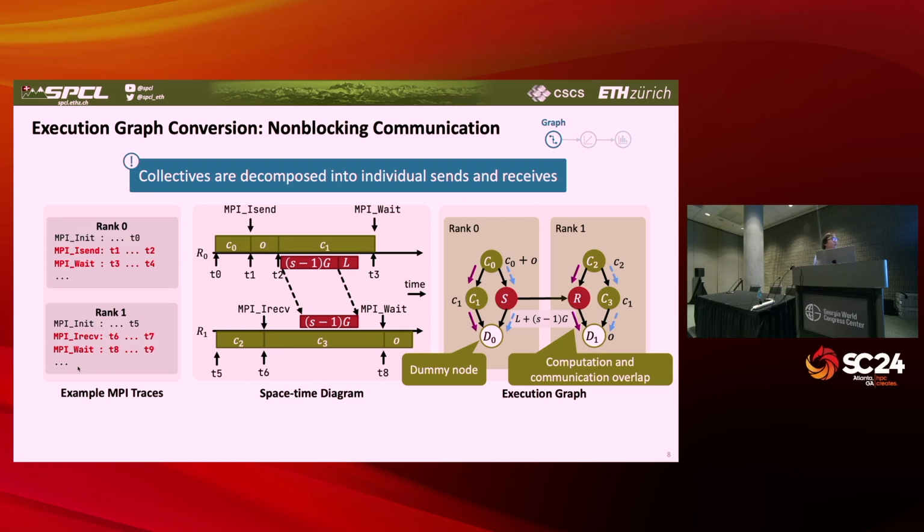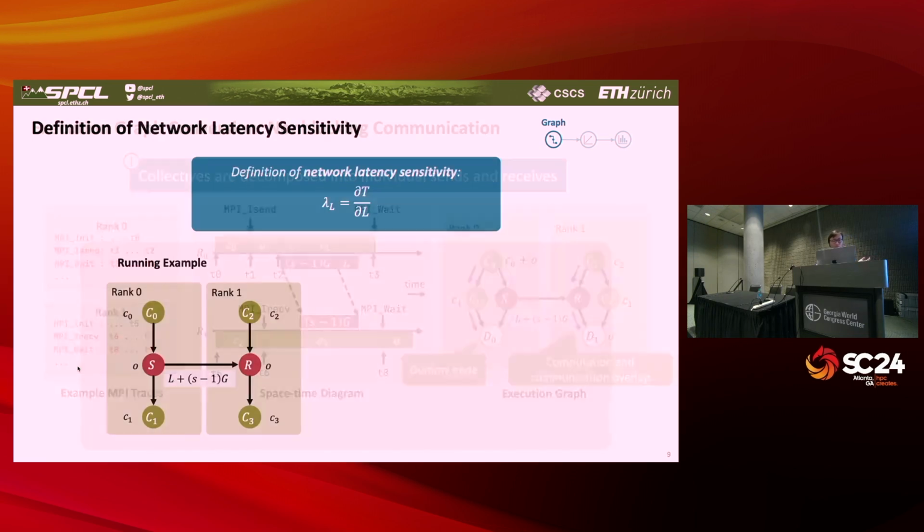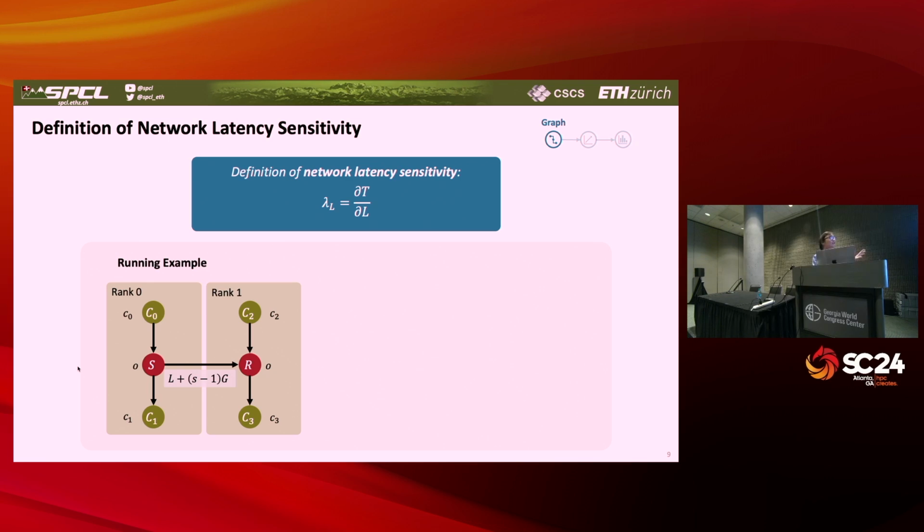And in addition, in our work, we decompose collectives into individual sends and receives according to predefined algorithms provided by the user. So with this, we're able to take into account all sorts of different types of MPI operations and deal with all kinds of MPI programs. So now we formally define, we get to the meat of the project, natural latency sensitivity formally as dt over dl.